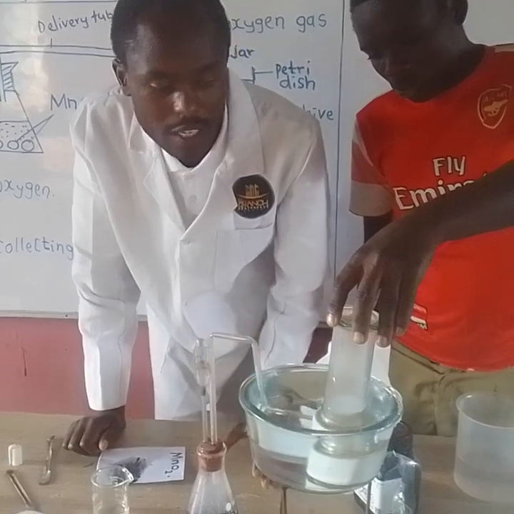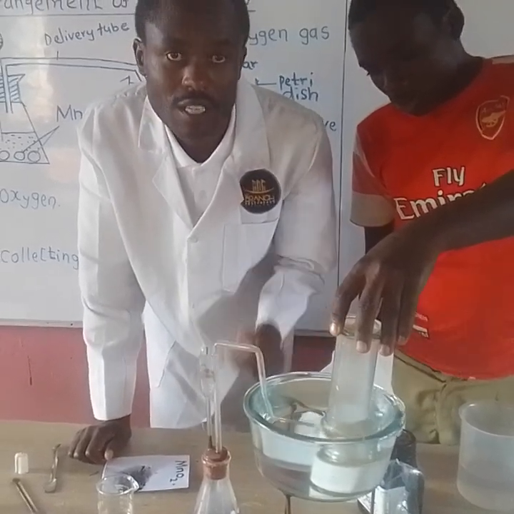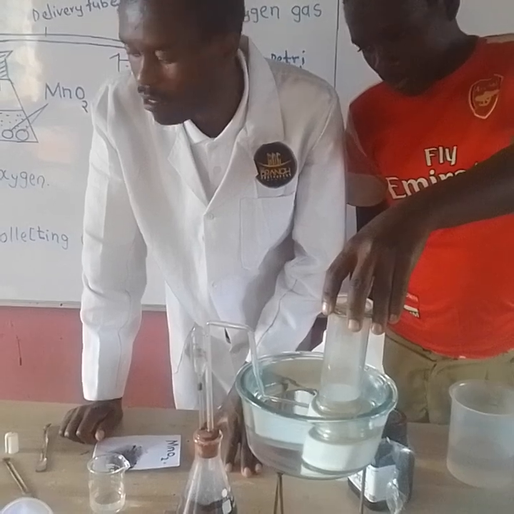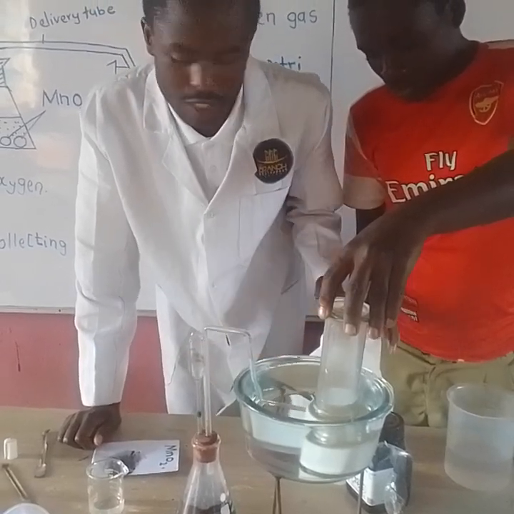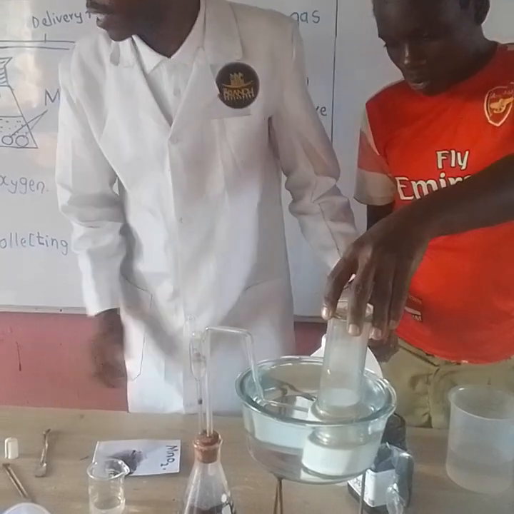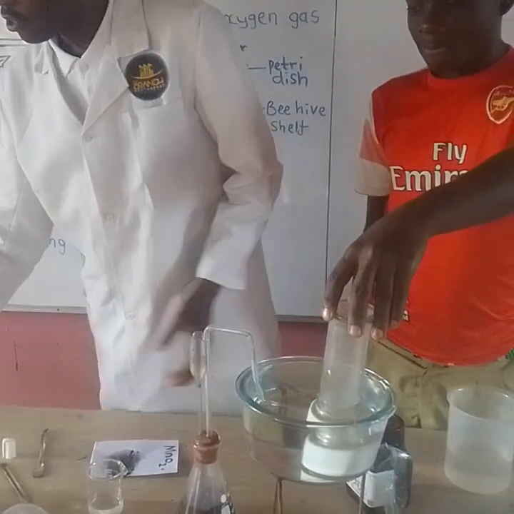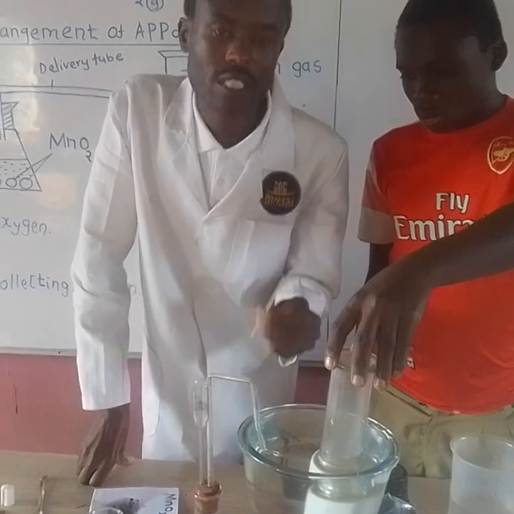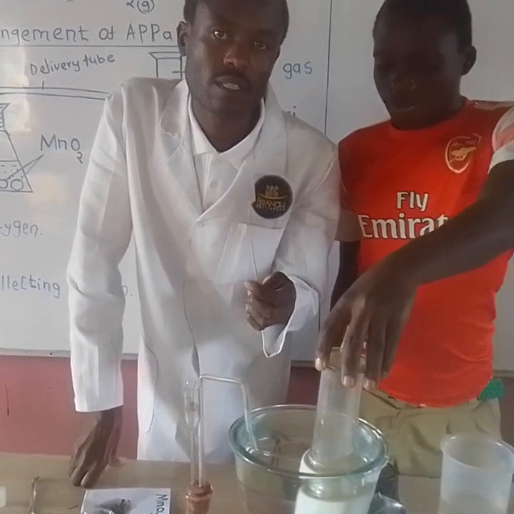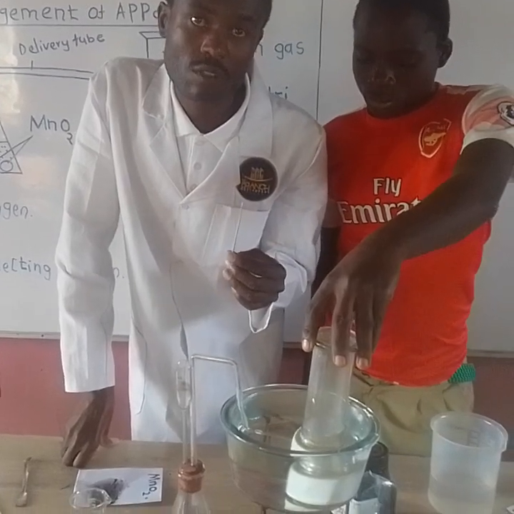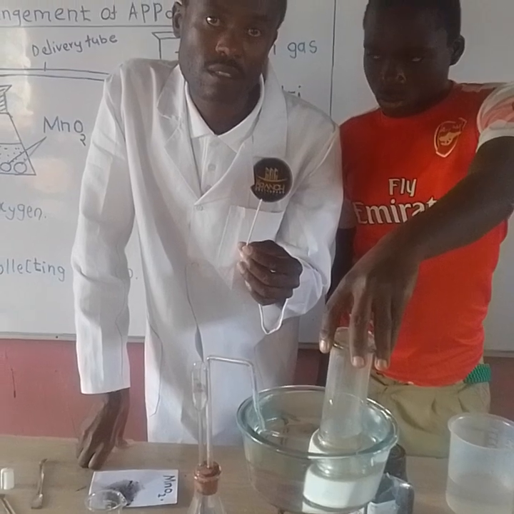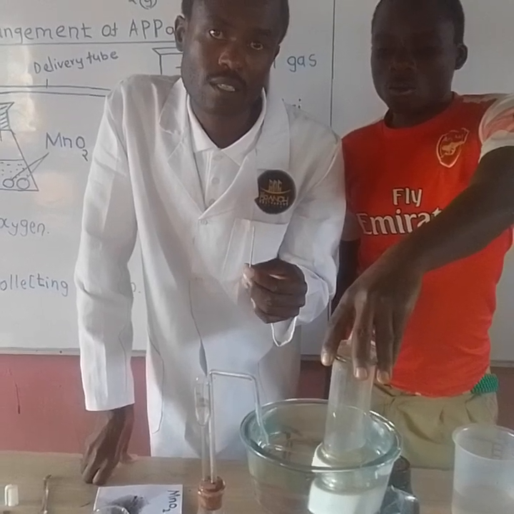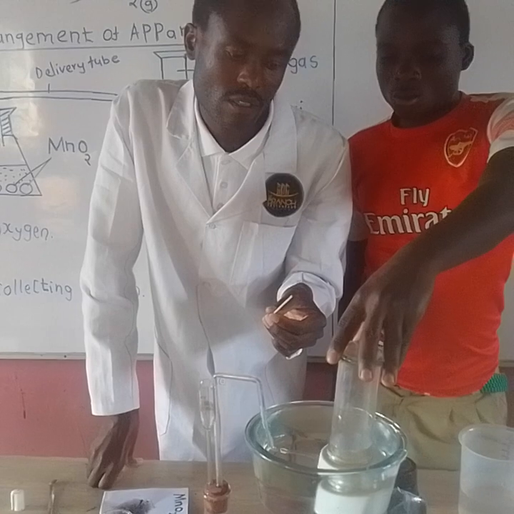I think now we have enough oxygen gas collected in this gas jar. So the next procedure, my student, we are now going to test for the identity of oxygen gas. While Emmanuel is holding like that, just watch. Whenever we test for the presence of oxygen gas, we normally use what we call a glowing splint. So I'm going to ignite this wooden splint so that I put off the flame, then I use that glowing splint to test for the presence of oxygen.